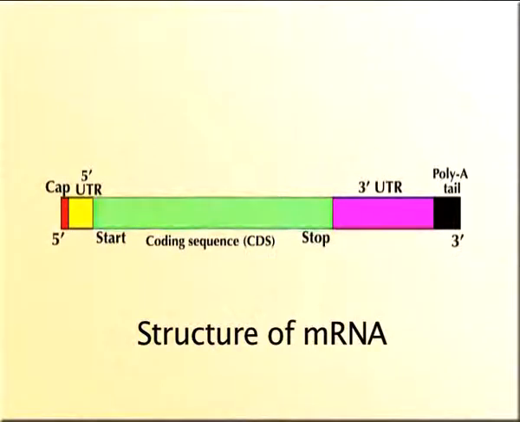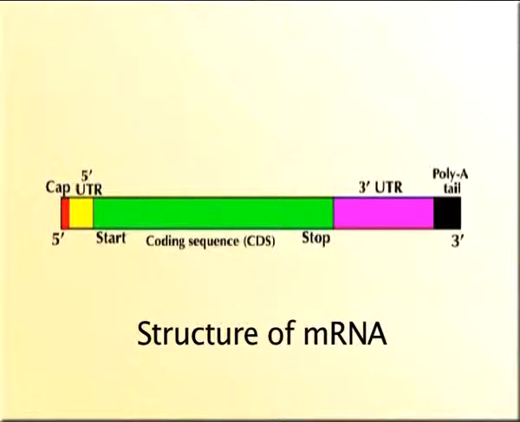Coding regions. Coding regions are composed of codons which are coded and translated into proteins by the ribosomes. Coding regions begin with the start codon and end with the stop codon. Generally, the start codon is the AUG triplet and the stop codons are the UAA, UAG and UGA triplets.